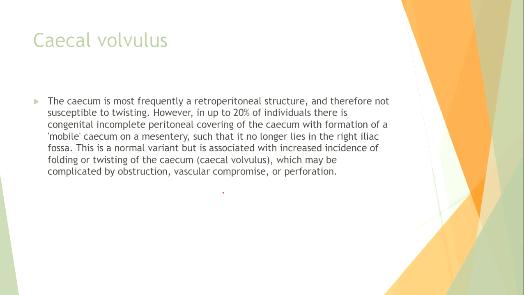Cecal volvulus. The cecum is most frequently a retroperitoneal structure and therefore not susceptible to twisting. However, in up to 20% of individuals, there is congenital incomplete peritoneal covering of the cecum, with formation of a mobile cecum on a mesentery, such that it no longer lies in the right iliac fossa. This is a normal variant, but it is associated with increased incidence of folding or twisting of the cecum, which may be complicated by obstruction, vascular compromise, or perforation.